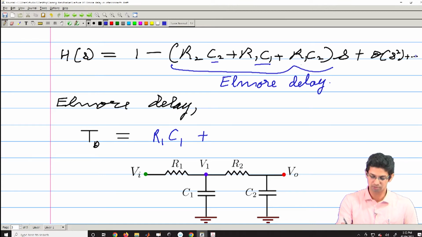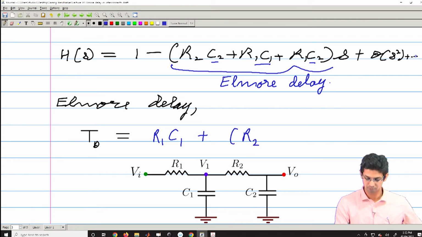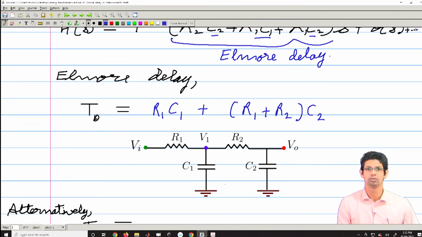Let us then collect terms of C2, and for C2 you have R2, you have R2 plus R1. So, this is R1 plus R2 into C2.